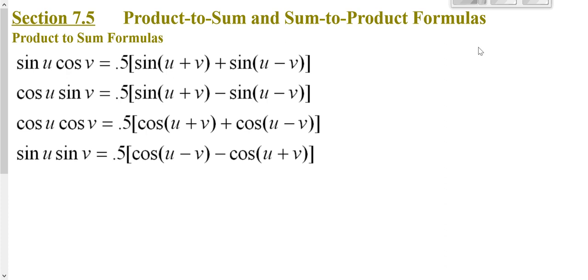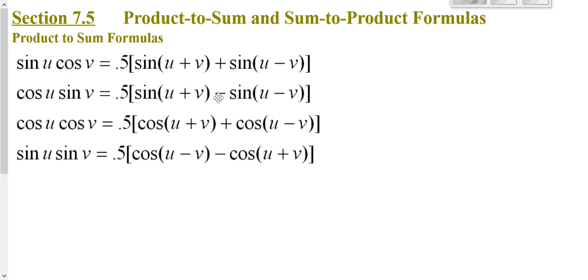Today we're looking at the product to sum formulas and then the sum to product formulas. Your product to sum formulas are listed here. You start with a product because you have two things multiplied together on the left side. And then you could write it as a sum, two things added together on the right-hand side.